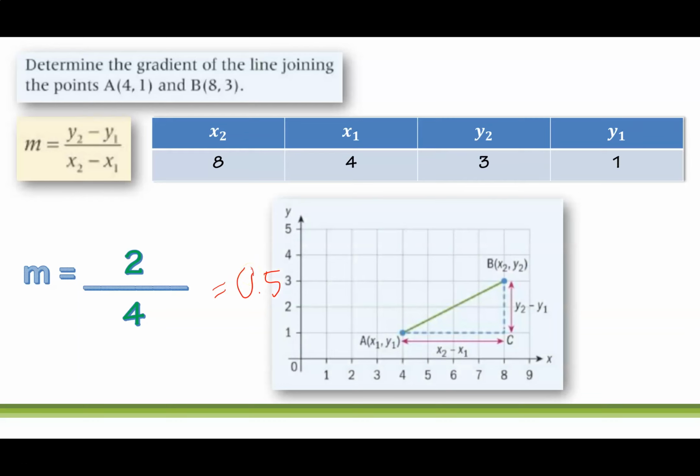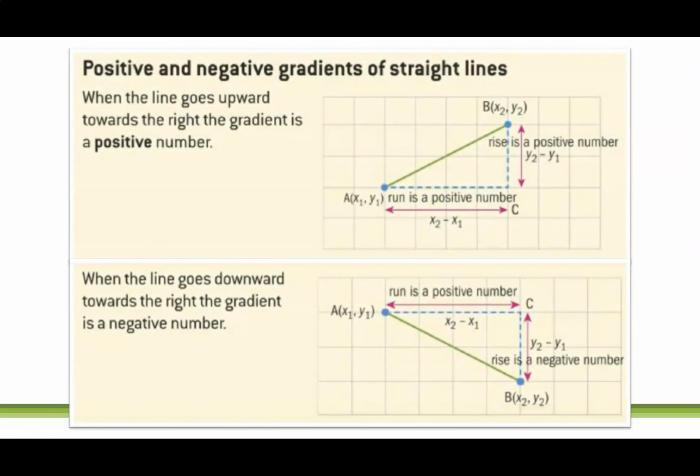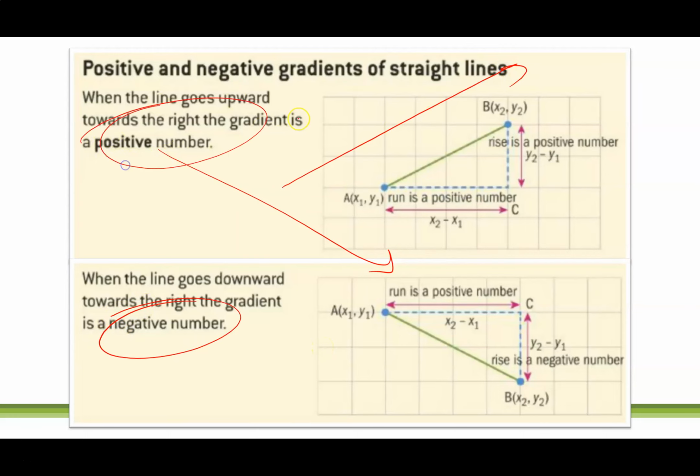And here's a diagram of what that would look like. Here's (4,1). There's (8,3). And you'll notice that the gradient is upward facing, so upward pointing, and that means it's a positive gradient and not terribly steep, so the number 0.5 isn't that big. If a line as we go from left to right tails downward, then we say it's got a negative gradient, negative number. And if it goes upward, it's got a positive gradient.